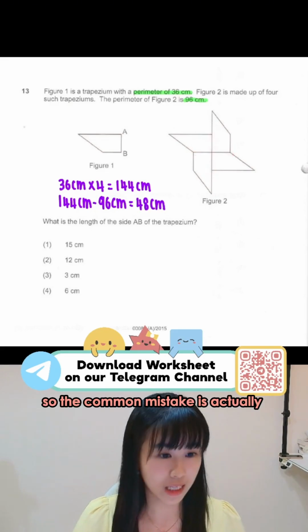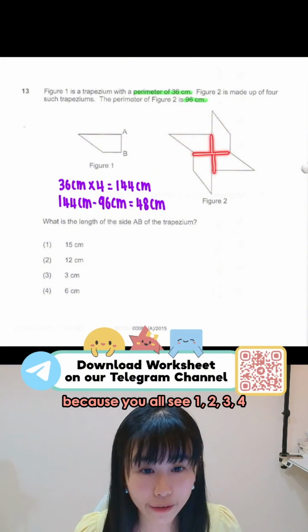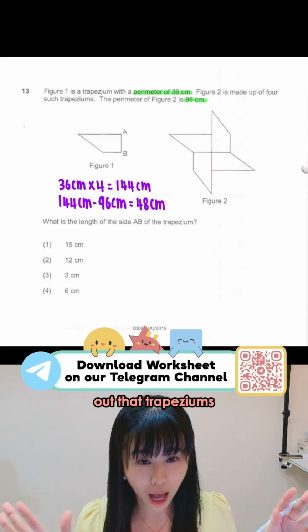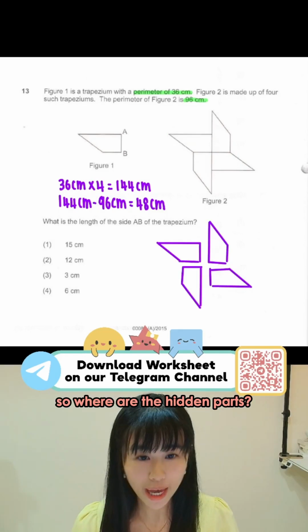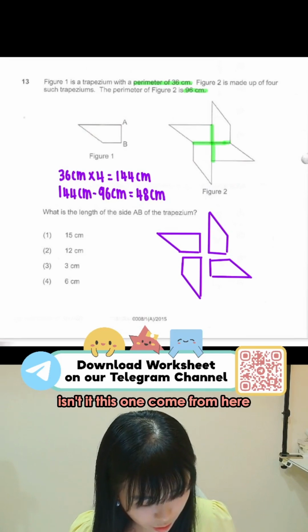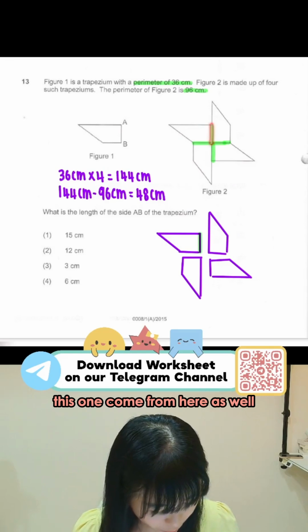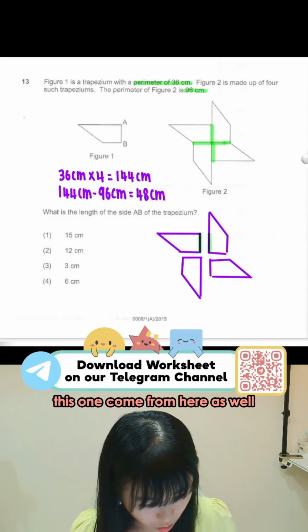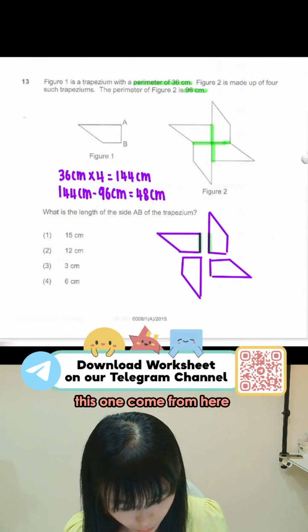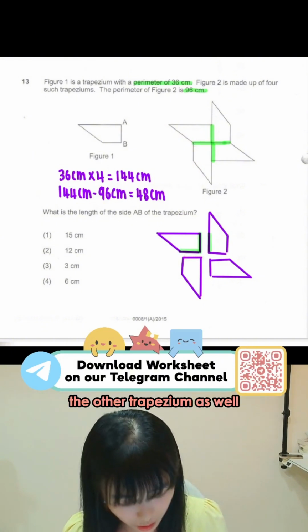So the common mistake is actually you all will say divide by 4. Because you all see 1, 2, 3, 4, 4. I want you to imagine you split out that trapezium. So where are the hidden parts? Here, right? Isn't it? This one comes from here. This one comes from here as well. This one comes from here. At the same time, this one comes from the other trapezium as well.